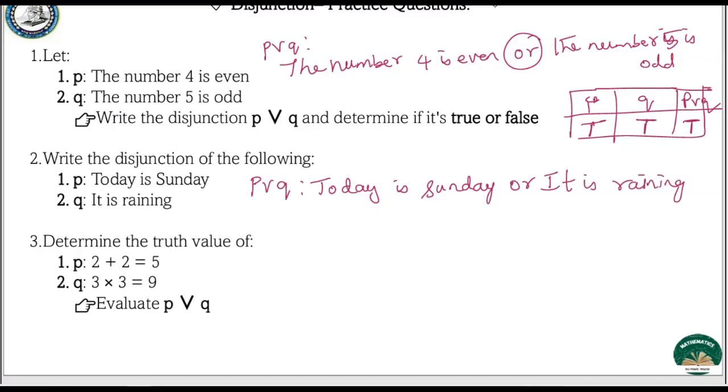It is raining. So we should not use a capital letter in between the statement. It will be small letter.